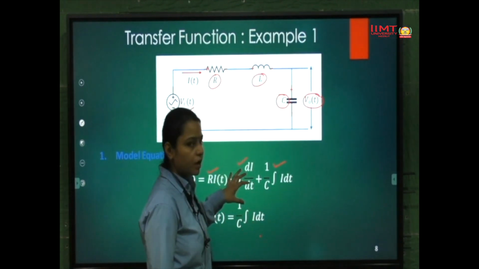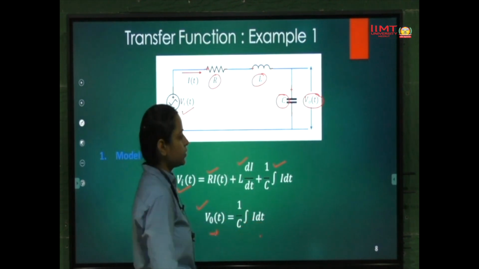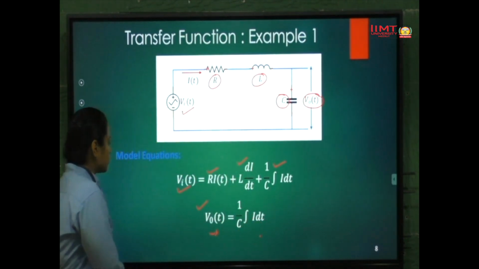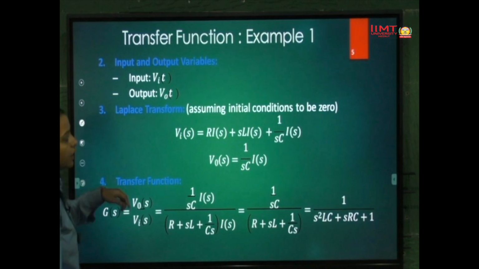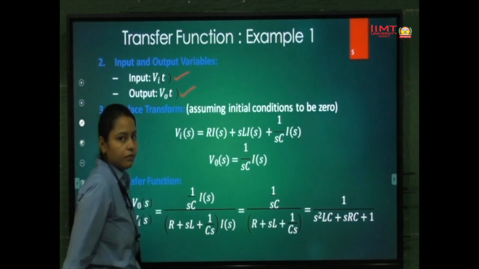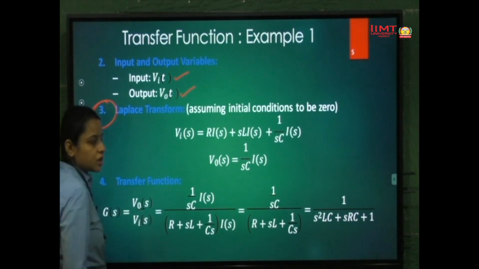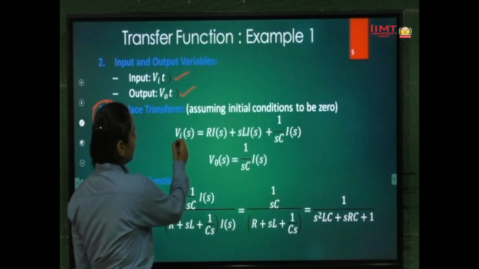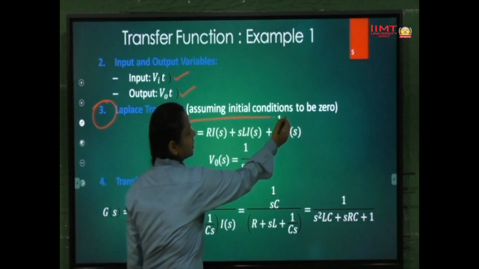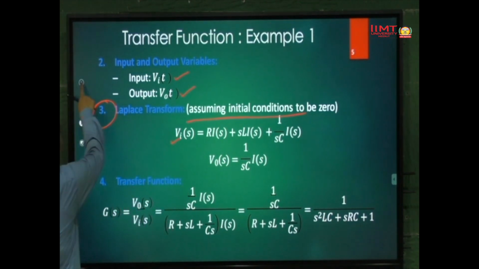So first, what we have done is we have computed the mathematical modeling equations from the given circuit diagram. The next step is to identify the input and output. The input is Vi(t) and the output is V0(t), the voltage across the capacitor. The third step is to find the Laplace transform of the equations, assuming all initial conditions as 0. So let's take the Laplace transform of equation number 1.